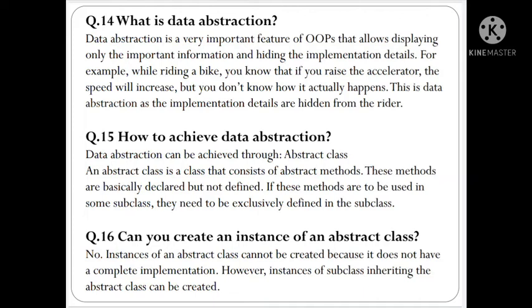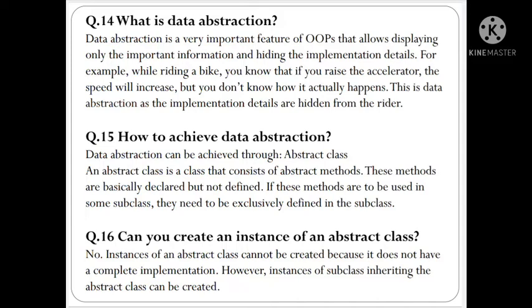Question number 14. What is data abstraction? Data abstraction is a very important feature of OOPS. It allows displaying only the important information and hiding the implementation details. For example, while riding a bike, you know that if you raise the accelerator, the speed will increase, but you don't know how it actually happens. This is data abstraction, as the implementation details are hidden from the rider.